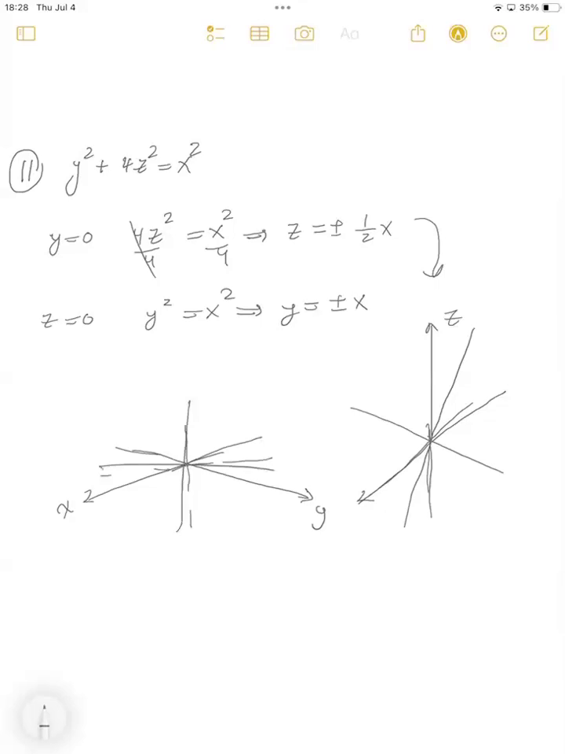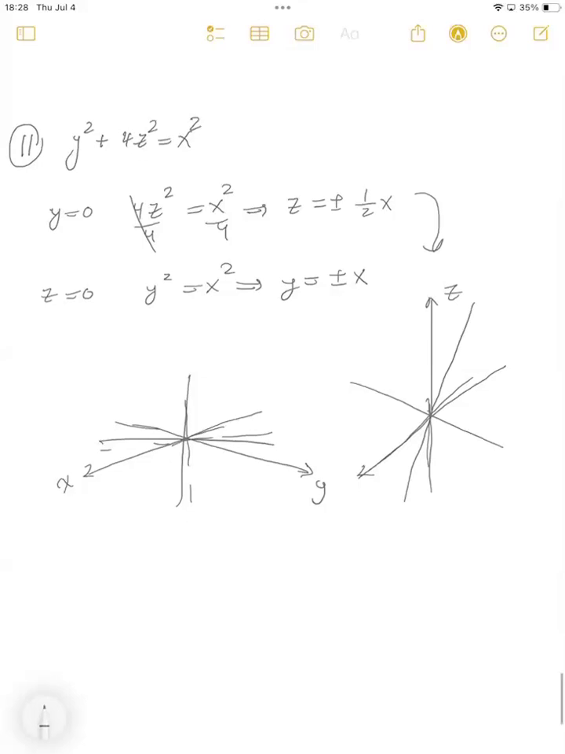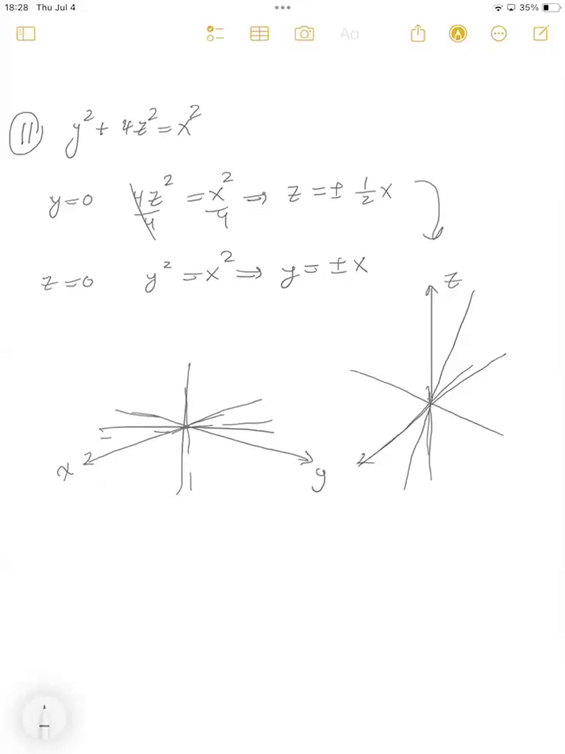So then what happens when you let x equal to 0? If you let x equal to 0, you get y 0 and z 0. But if you let x equal to 1, you are going to have an equation of an ellipse. So this is your z-axis, this is your y-axis. And you are going to have an ellipse here when x is equal to 1. If you let x equal to 2, you will have another ellipse. If you let x equal to 3, you will have another ellipse, and so forth, right?